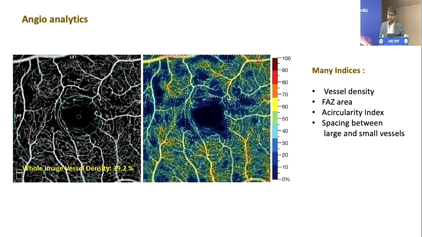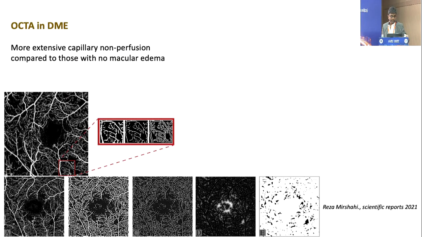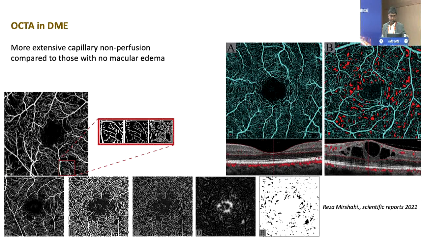So this is the angioanalytics. That's a machine-built software that gives us the post-image acquisition processing, with many indices wherein you can see vessel density, FAZ area, acircularity index, and many more that have been coming up. We also have an in-house fractal dimension wherein we have seen spacing between large and small vessels. This is how they do it: they binarize the image, then skeletonize, and then they see the spaces, the FAZ, and the vessel density.